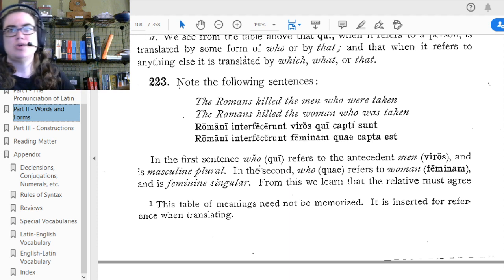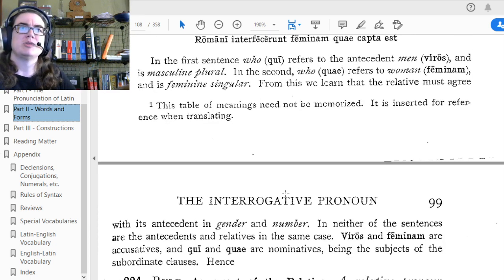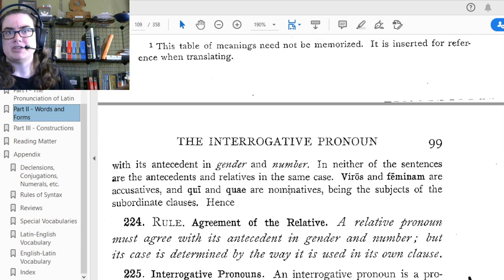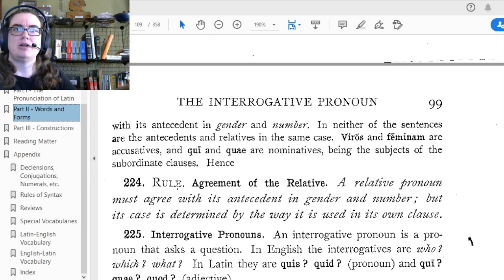So in the first sentence, qui refers to the antecedent men, viros, masculine plural. The second, quae, refers to woman, feminine singular. Relative must agree in gender and number. In neither of the sentences are the antecedents and relatives in the same case, though. Whereas men and woman are accusative, qui and quae are nominative, being the subject of the subordinate clause. Agreement of the relative: agree with antecedent in gender and number. Case is determined by its use in its own clause.